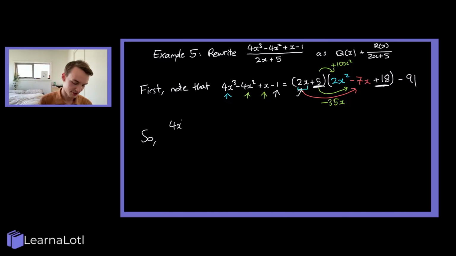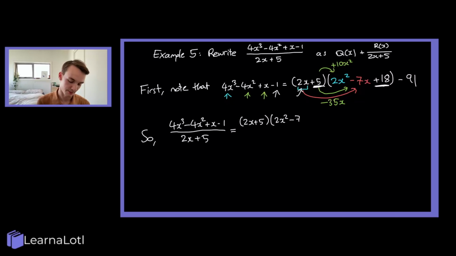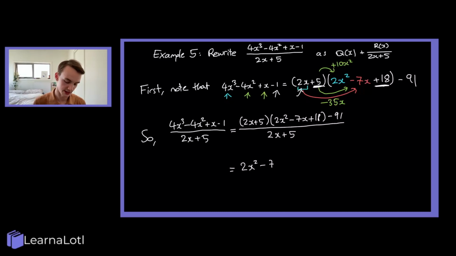I can write that 4x cubed minus 4x squared plus x minus 1 over 2x plus 5 can be written like this: 2x plus 5 outside of 2x squared minus 7x plus 18 minus 91, all divided by 2x plus 5. And then again, I can split up that numerator so that I can cancel the 2x plus 5. So I've got that this is the same thing as 2x squared minus 7x plus 18 minus 91 over 2x plus 5.